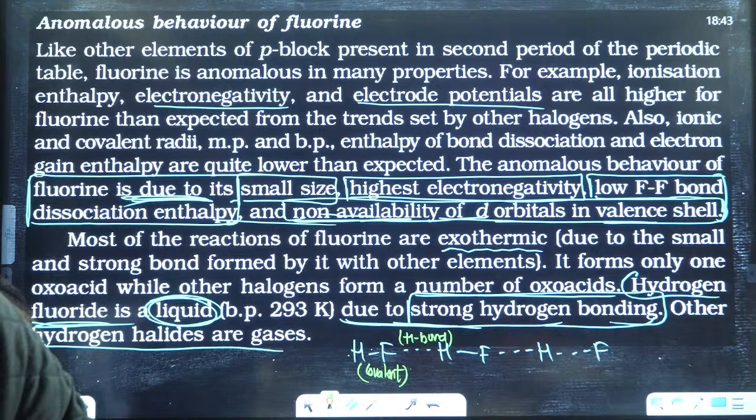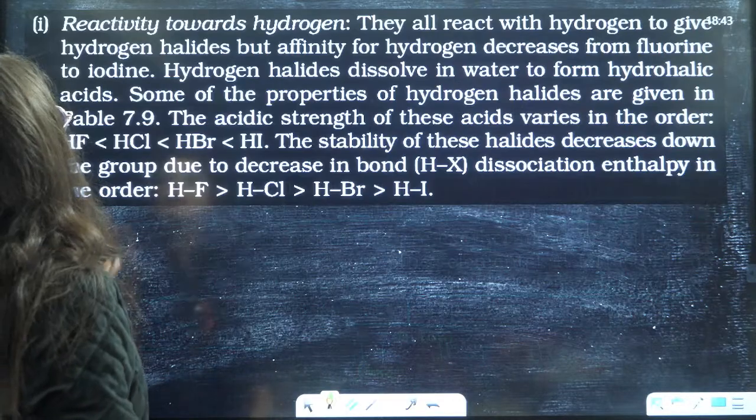Wait a minute. Why can't I see your chats? Yes, now I'm able to see your chats.